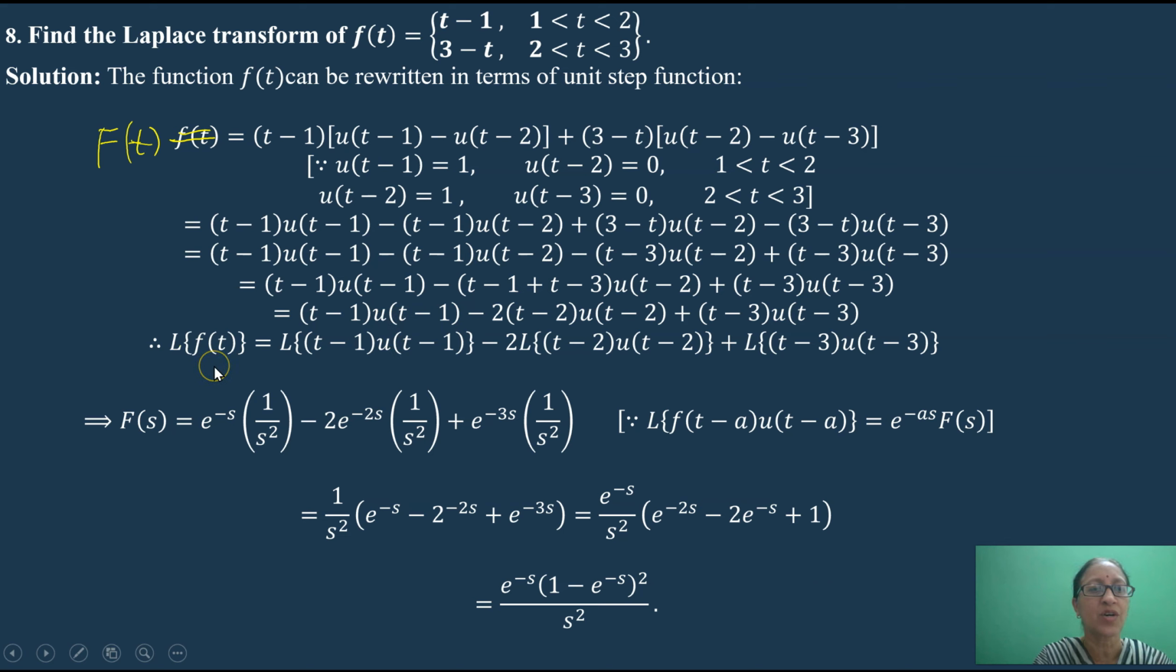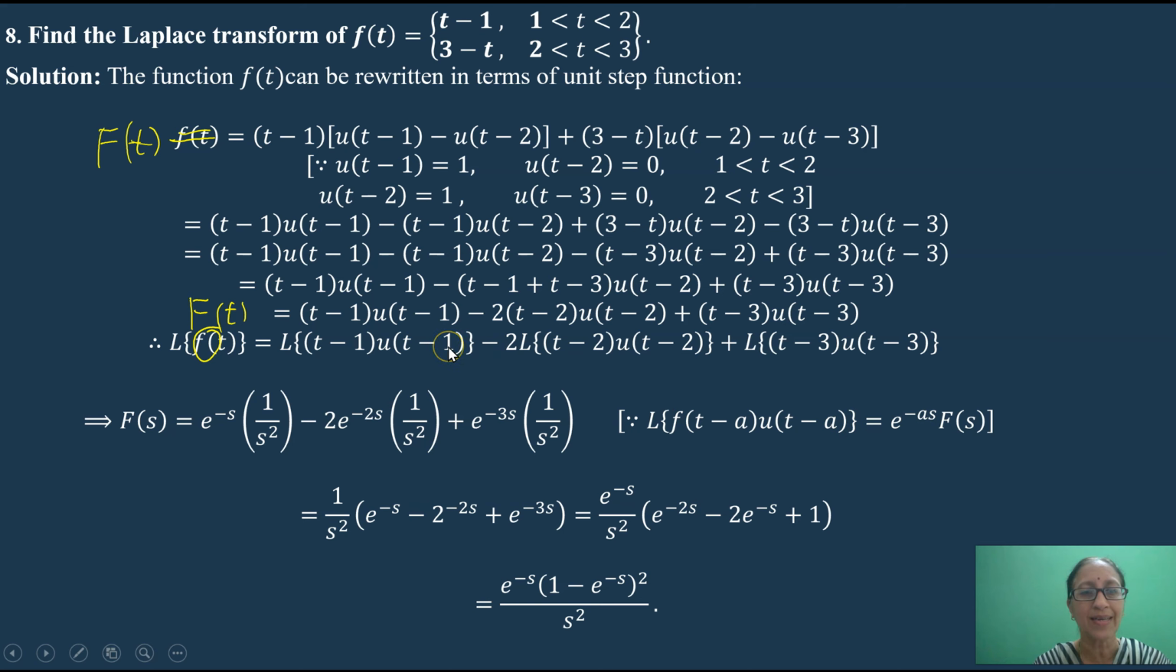So, Laplace transform of capital F of t equals L of (t minus 1) u of t minus 1, minus 2 into L of (t minus 2) u of t minus 2, plus Laplace transform of (t minus 3) u of t minus 3. Here we have to apply this formula to find the Laplace transform: L of f of (t minus a) into u of (t minus a) equals e power minus as times F of s.